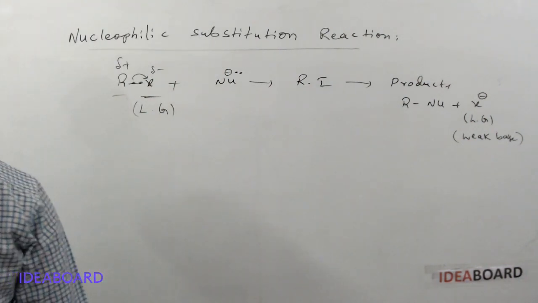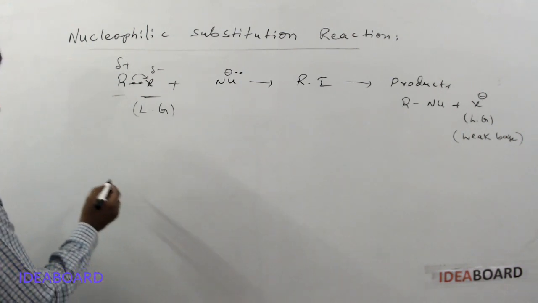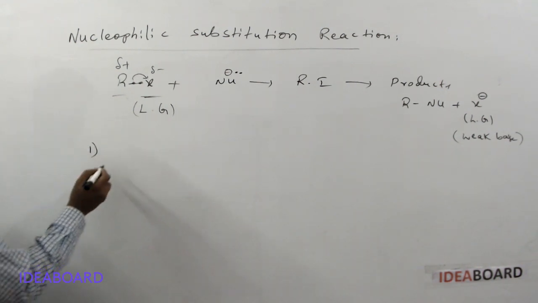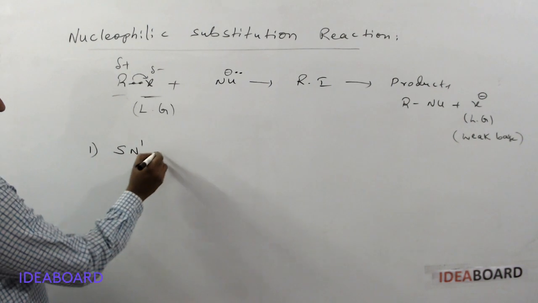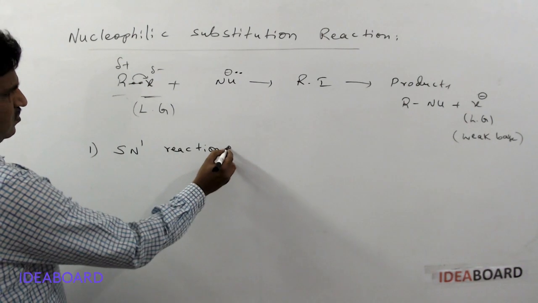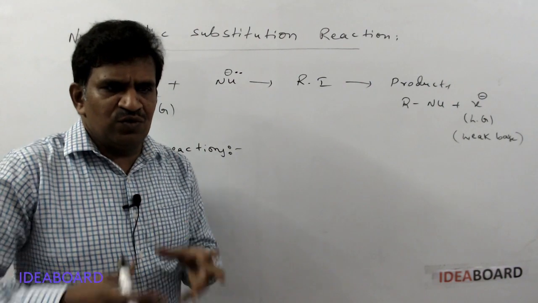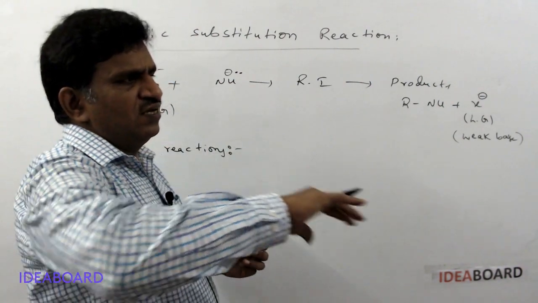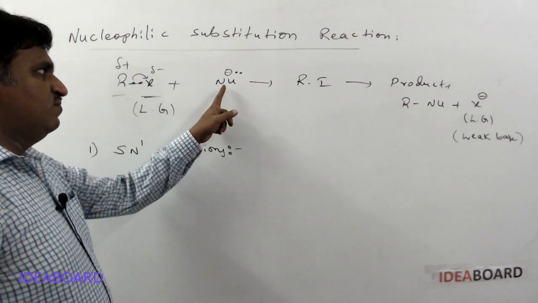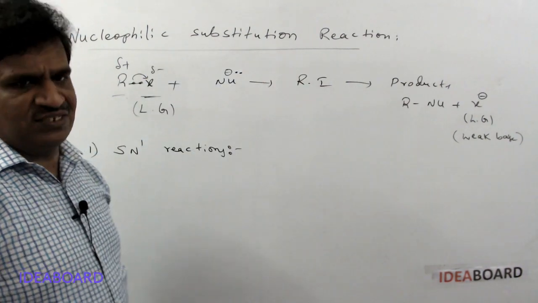Next, nucleophilic substitution reactions are mainly classified into two types. The first one is called SN1 reactions. What is a nucleophilic substitution reaction? Substitution means one group is replacing another group. Here, a nucleophile is replacing another group, and that is called a nucleophilic substitution reaction.